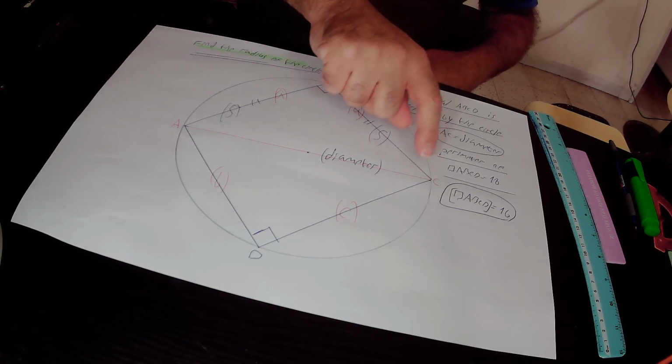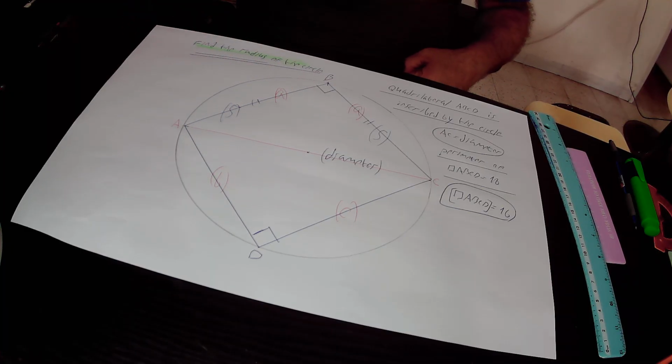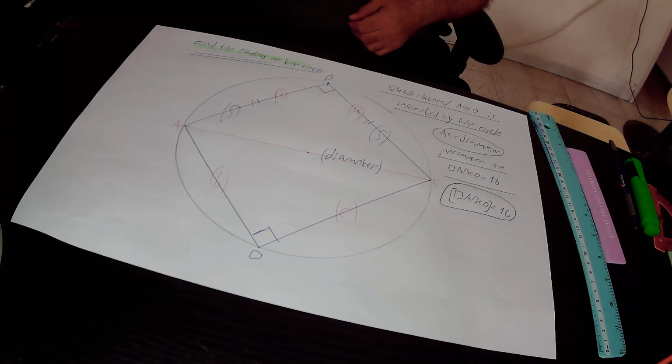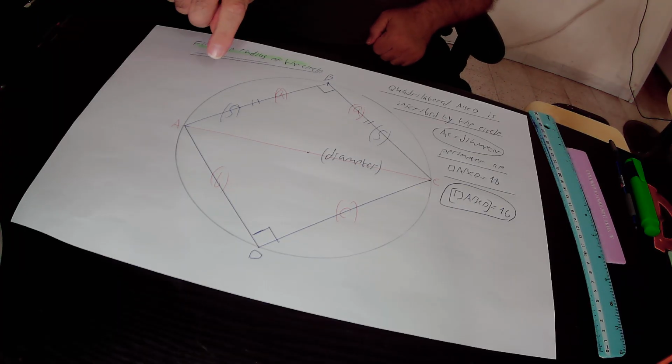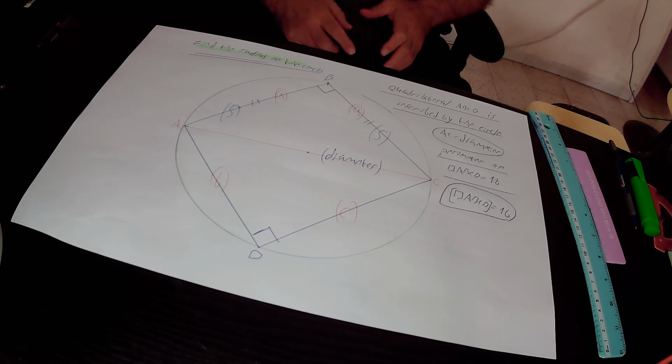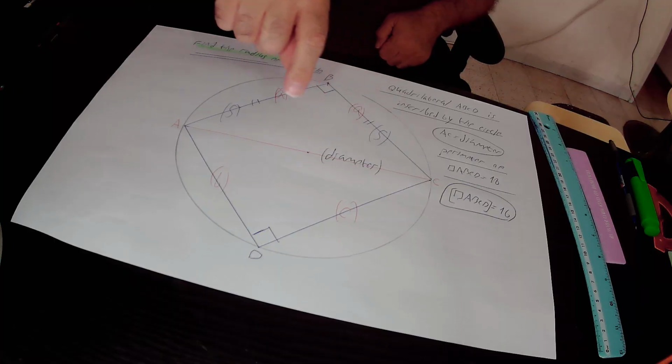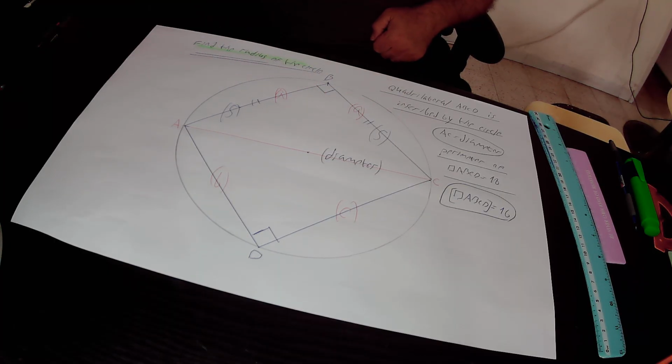AB plus BC plus CD plus DA equals 18. And the area of this quadrangle ABCD is equal to 16 square units. Again, our task is to find out the radius of this circle that circumscribes this quadrangle ABCD.